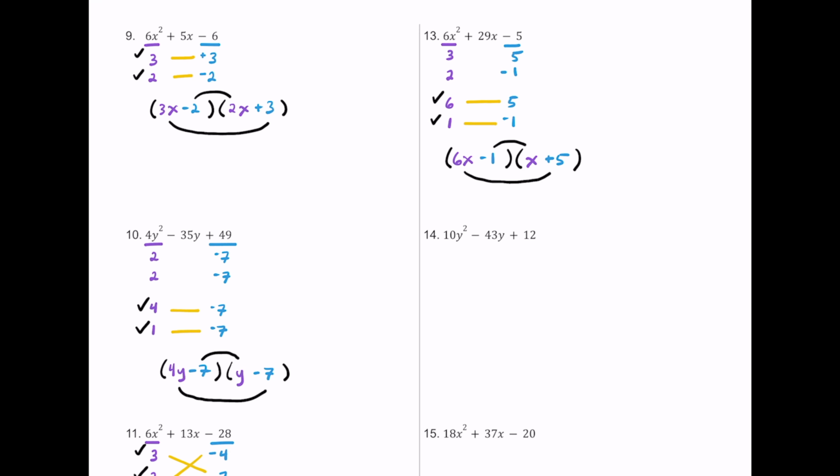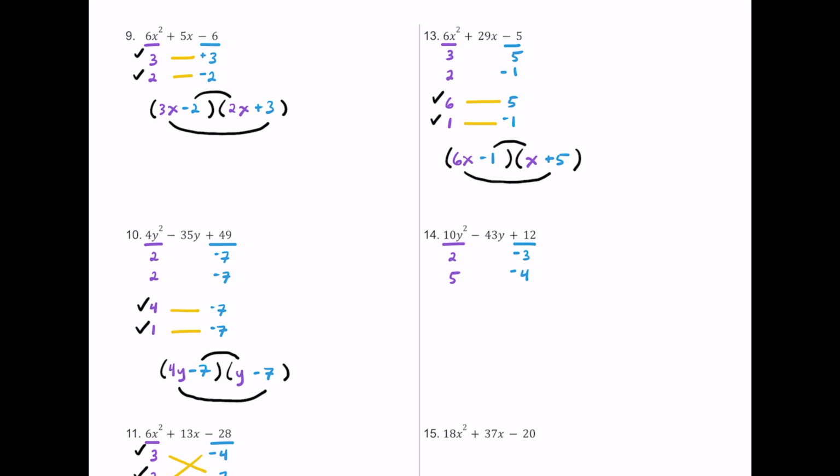For number 14, we have 10y squared minus 43y plus 12. So for 10, we have 1 and 10 and 2 and 5. So I'll start with 2 and 5. And then for this positive 12, we have 1 and 12, 2 and 6, 3 and 4. Let's start with 3 and 4 just because they're closer to each other. The negative 43 in the middle dictates that these have to be negative. So go ahead and make sure these are negative, because they still multiply to get positive 12.